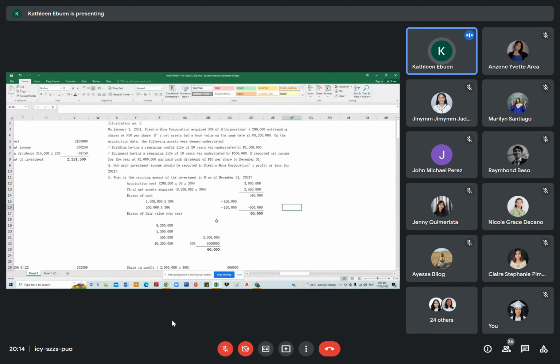Pero yung logic nito, class, is ganito lang din yun. Yung 8,200,000 na book value ng binibili natin, understated daw yung building, so therefore, i-add natin. Understated din yung equipment ng 500,000, i-add natin. So, ang total ng fair value ng binibili natin, class, is 10,200,000. And then, in-acquire daw natin yung 30%, so therefore, ang fair value ng binibili natin is 3,060,000. If we are going to compare dun sa acquisition cost, we get 60,000. Kahit alin dito, class, ang sundin ninyo. So, pwede naman.